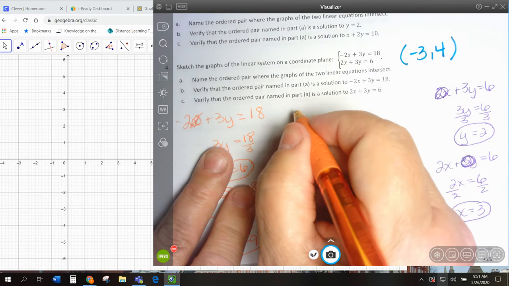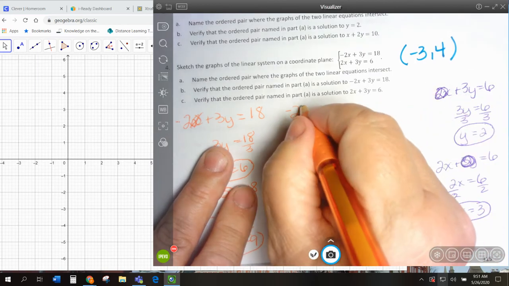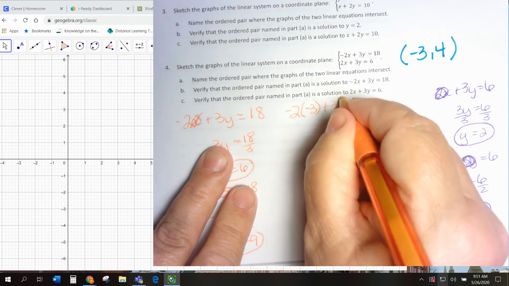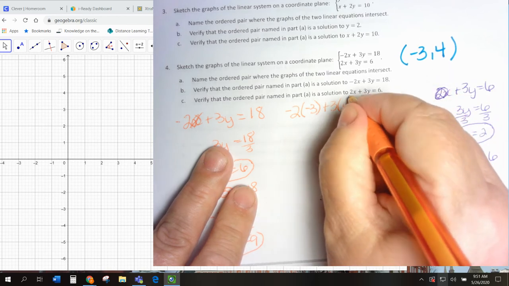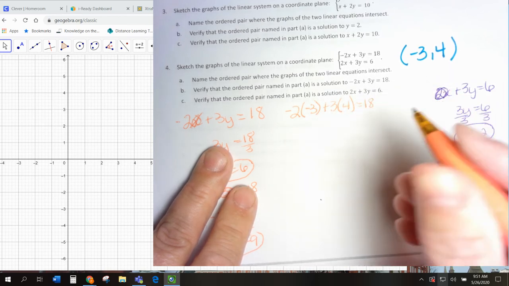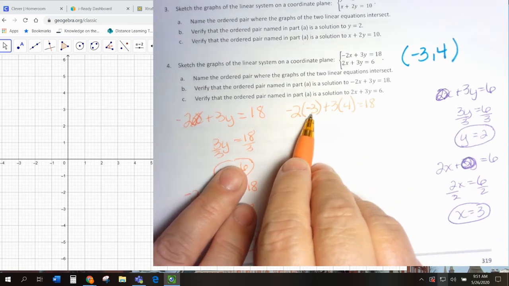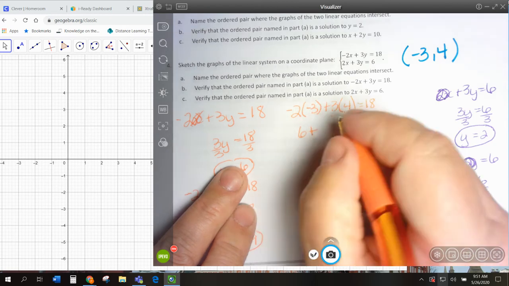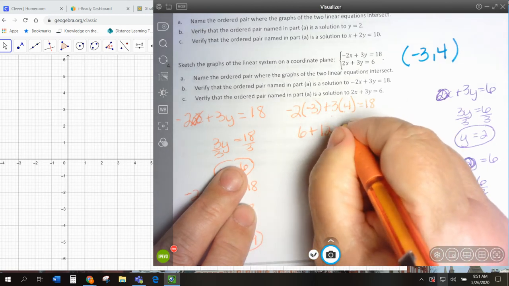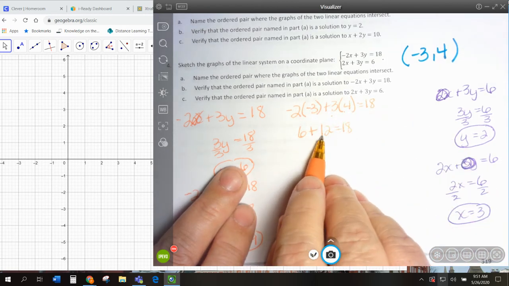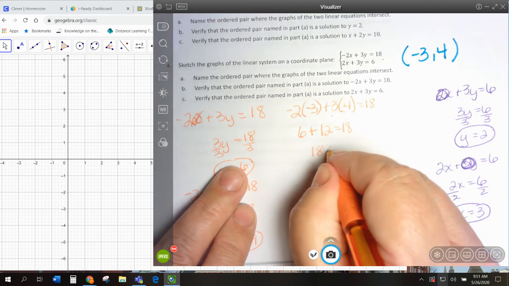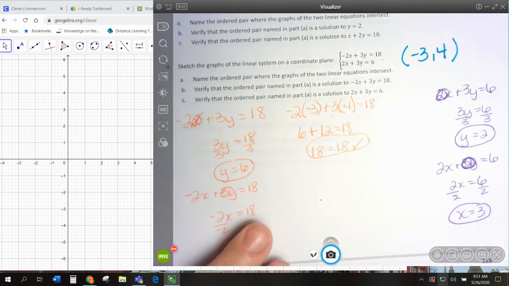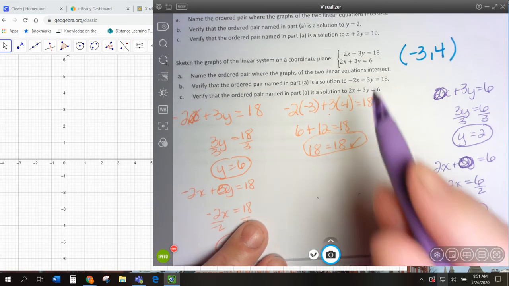So I have negative 2 times x, which is negative 3, plus 3 times my y, which is 4, equals 18. Negative 2 times negative 3 is a positive 6. 3 times 4 is 12. Is 6 plus 12 18? It was this morning. Good job. And let's do the next one.